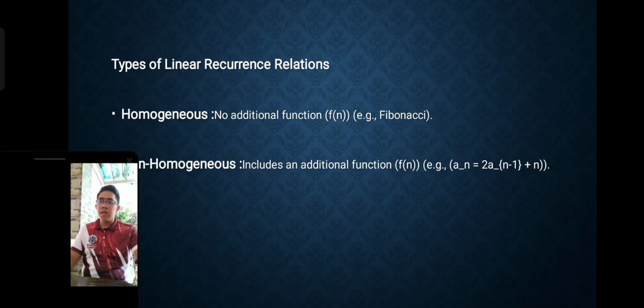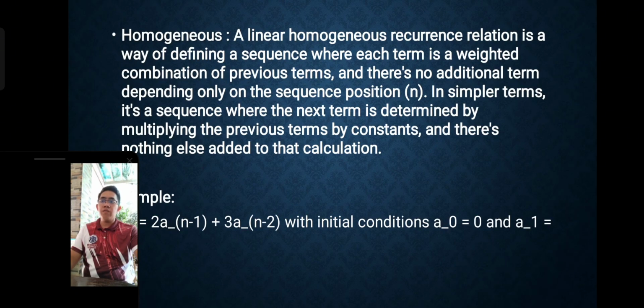I will further explain the homogeneous. A linear homogeneous recurrence relation is a way of defining a sequence where each term is a weighted combination of the previous terms, and there is no additional term depending only on the sequence position. In simpler terms, it is a sequence where the next term is determined by multiplying the previous terms by constants, and there's nothing else added to that calculation.